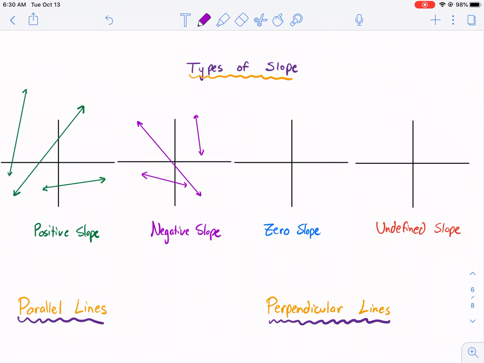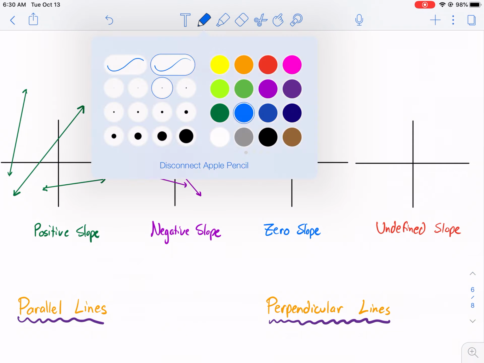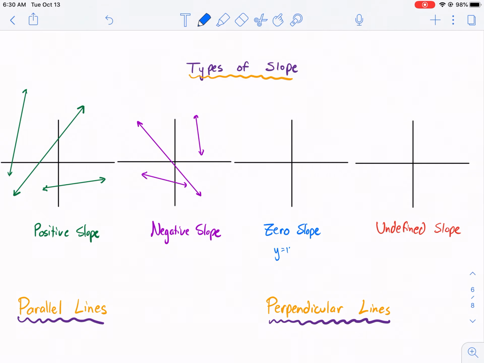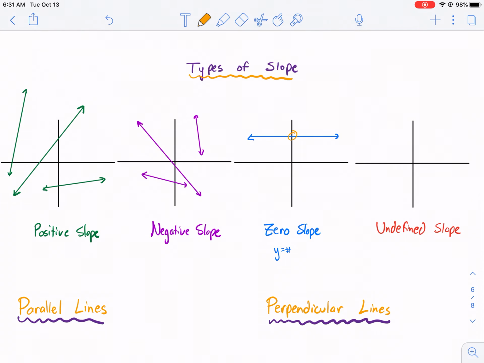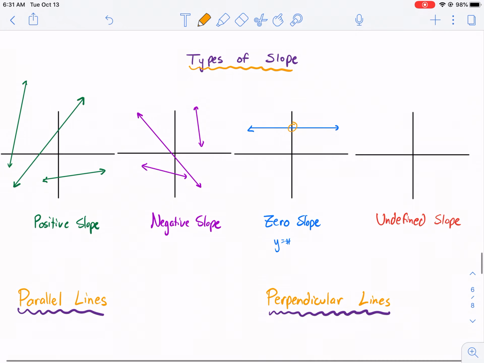Now, zero slope. Zero slope is a horizontal line, a flat slope. It's always going to be in the form of y equals a number. Okay, so zero slope looks something like this. This will have a y-intercept. It's got to cross the y-axis at some point, whether it's positive or negative. It has to have a y-intercept.